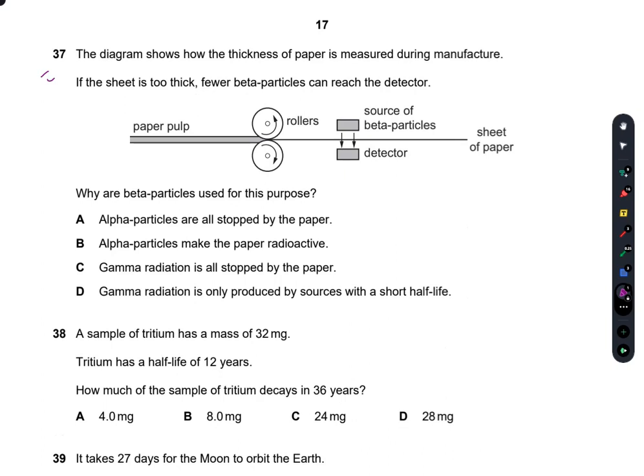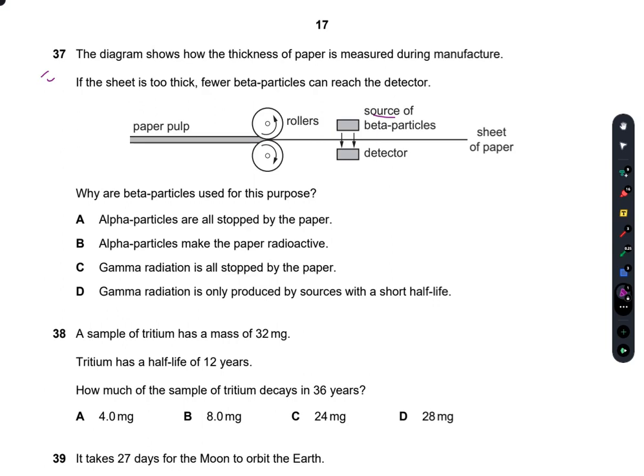Question number 37. The diagram shows how the thickness of paper is measured during manufacture. If the sheet is too thick, fewer beta particles can reach the detector. Okay, so this is the source of the beta particles, and if the sheet is too thick, then most of the beta particles won't be able to reach this detector here.